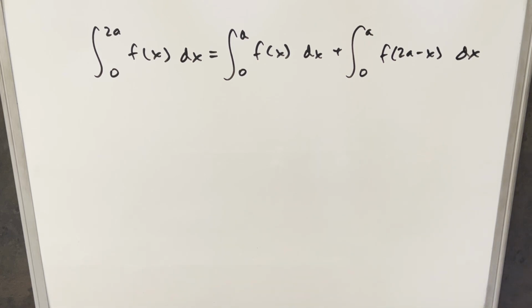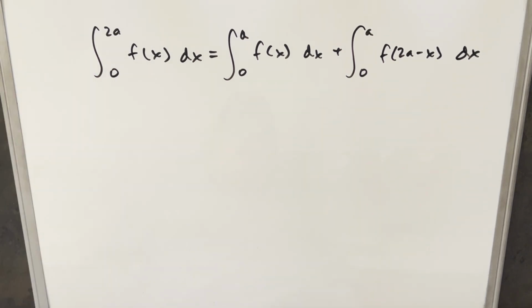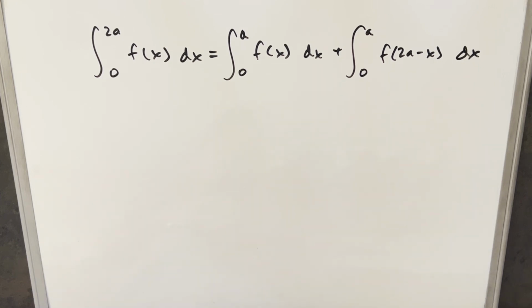Okay, continuing on today with our playlist on the principles of the definite integral. We have here the integral from 0 to 2a of f of x dx. This can be broken up as two integrals, the integral from 0 to a of f of x dx plus the integral from 0 to a of f of 2a minus x dx.